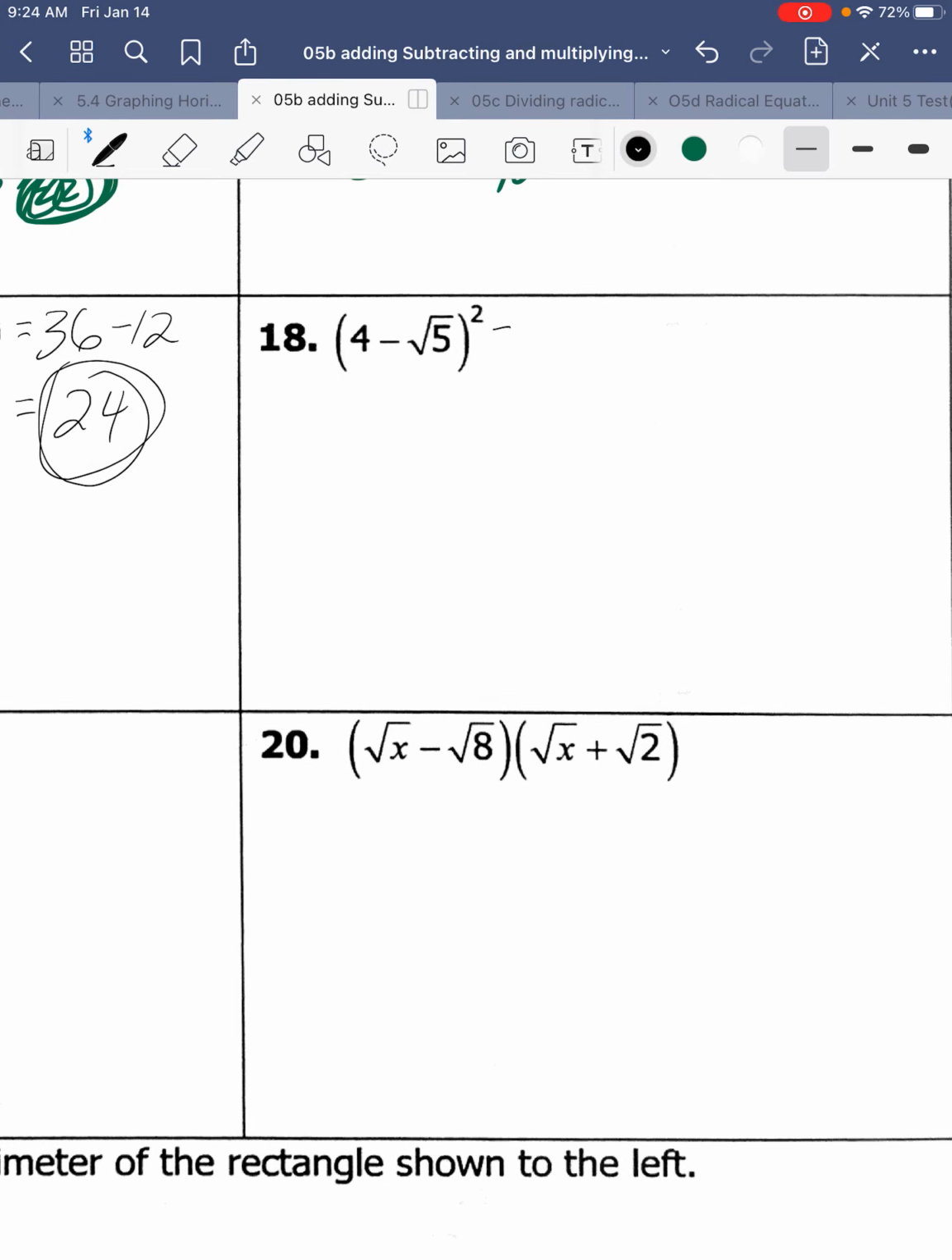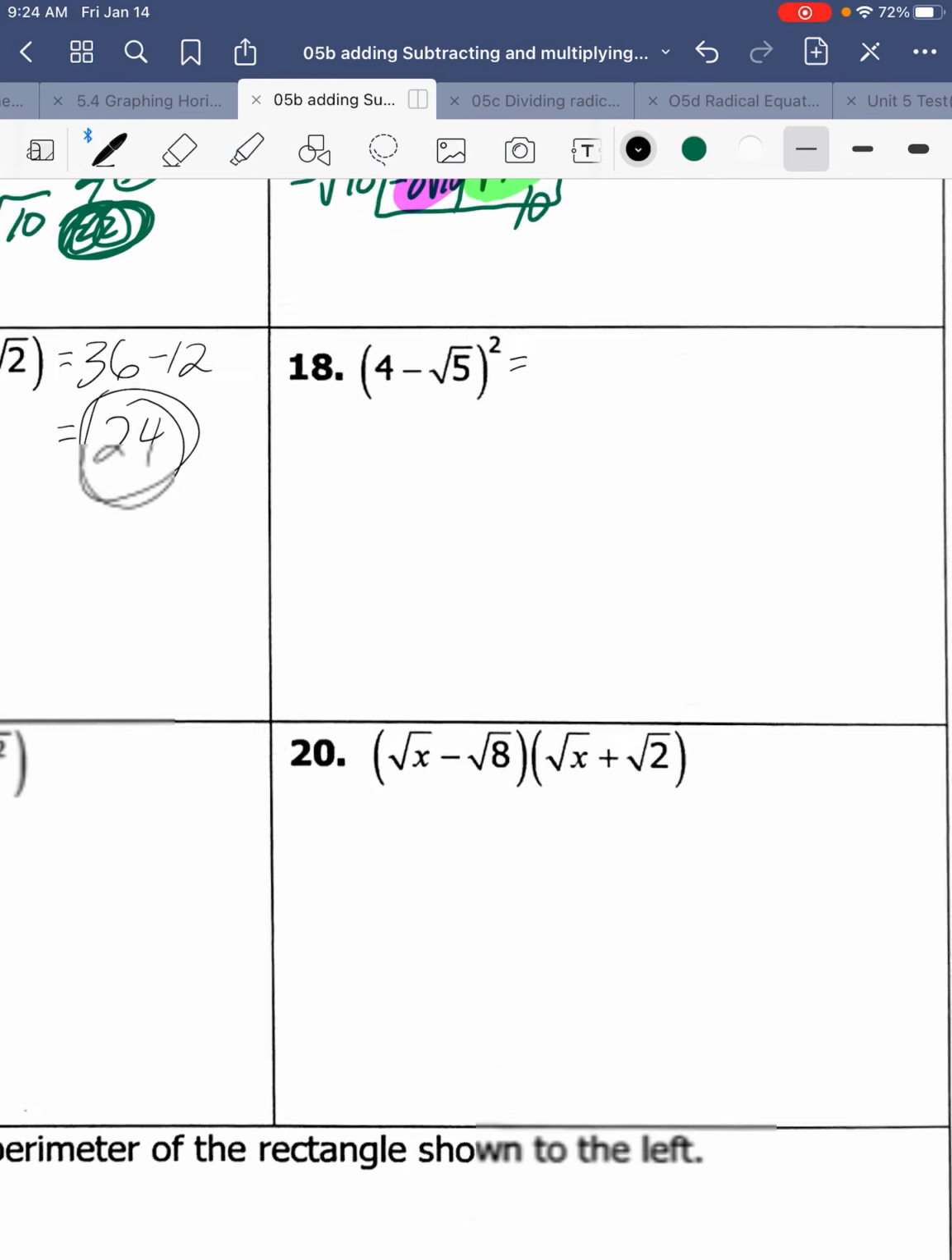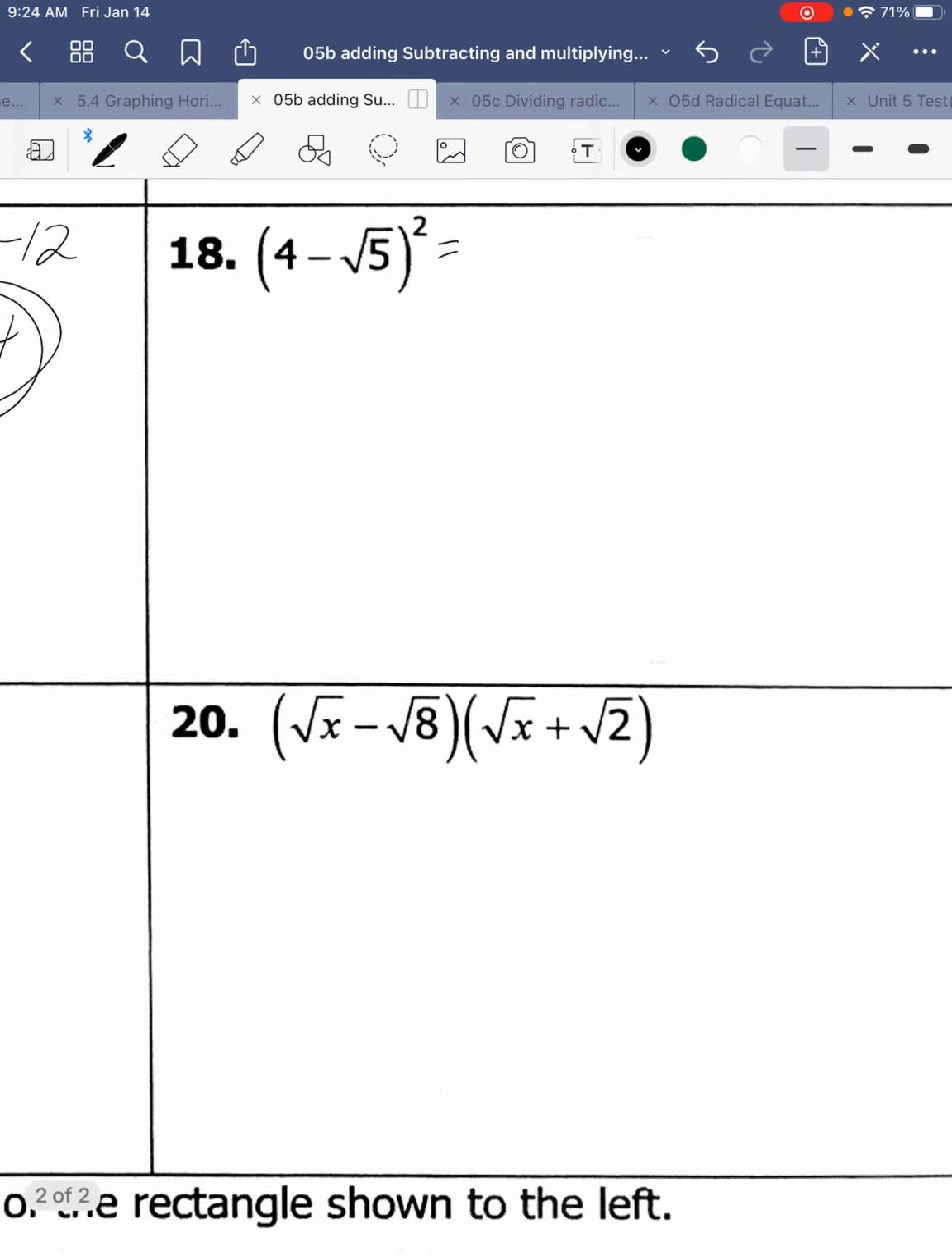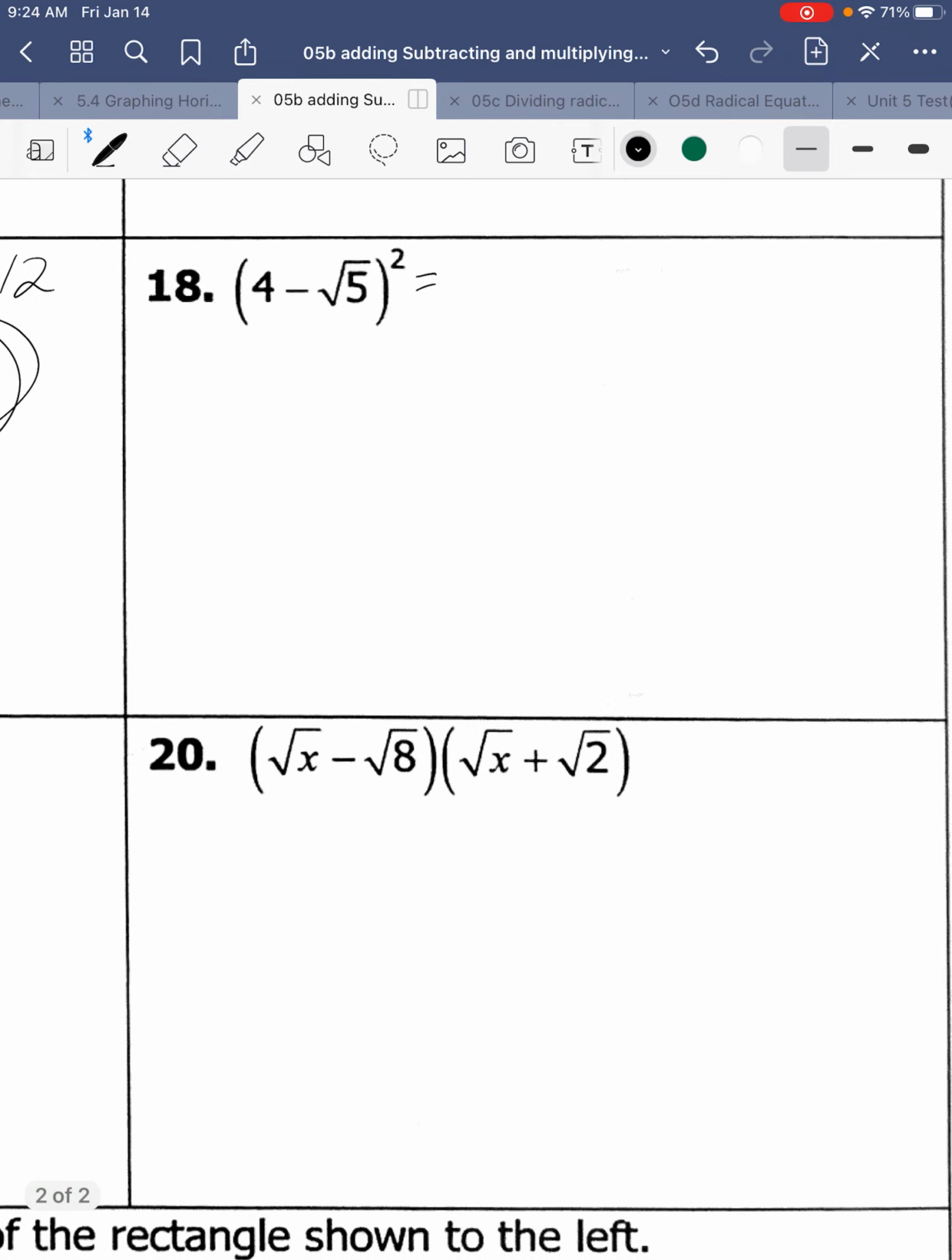Awesome. All right, number 18. This one got me in high school. I remember getting it wrong on a test. So you have a binomial squared. Squared means times itself. So what is itself? Well, it's 4 minus square root of 5 times 4 minus square root of 5. Exponent just means how many of those are multiplied together of whatever the base is.